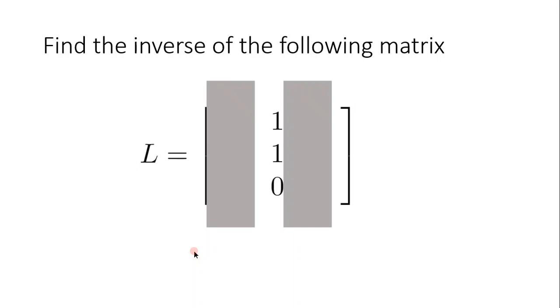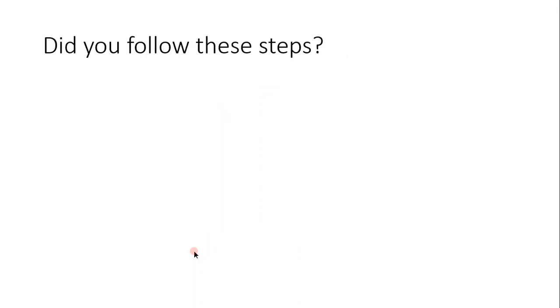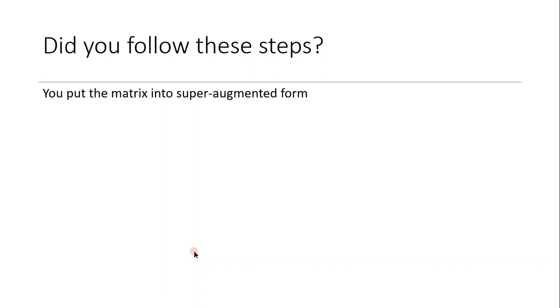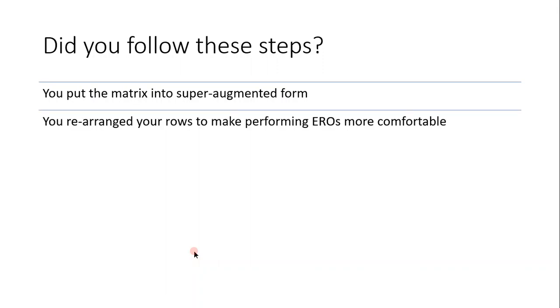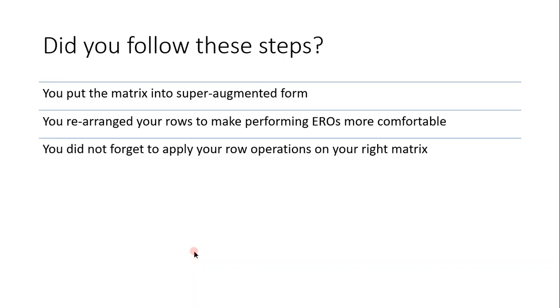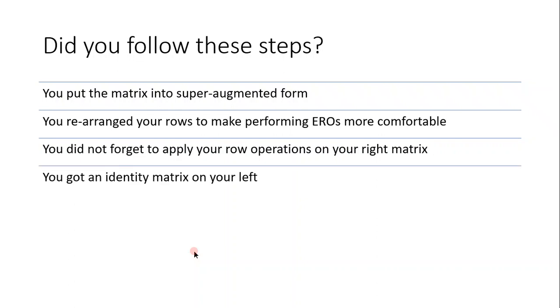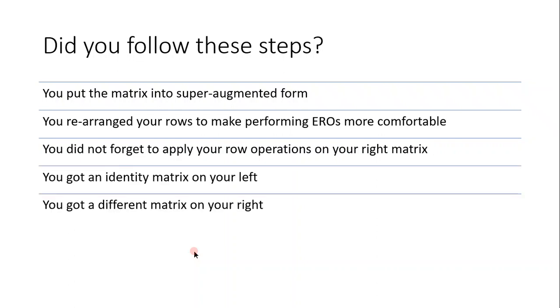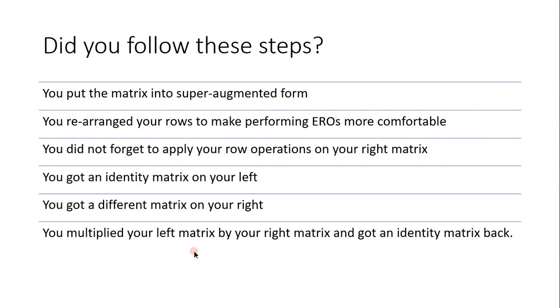Okay, hopefully you paused the video and you tried it, because I'm not running through the steps. But I will run through what steps you should do. I'm not going to explicitly do the algebra. So, did you follow these steps? You put the matrix in super-augmented form. You rearranged your rows to make performing row operations more comfortable. You then didn't forget to apply your row operations on your right matrix. You got an identity matrix on your left. You got a different matrix on your right, because you've been performing the row operations.